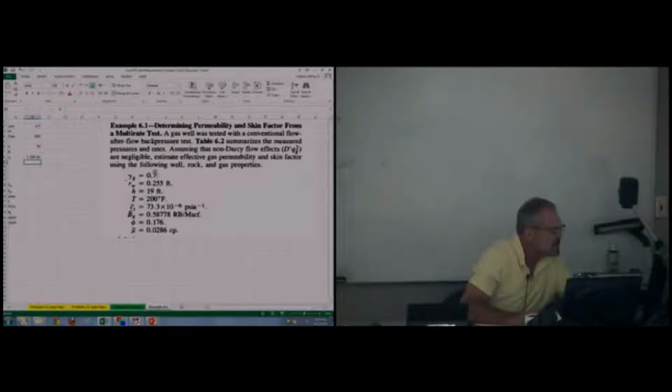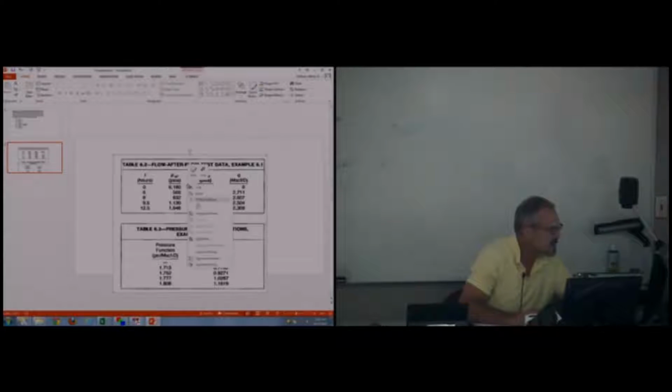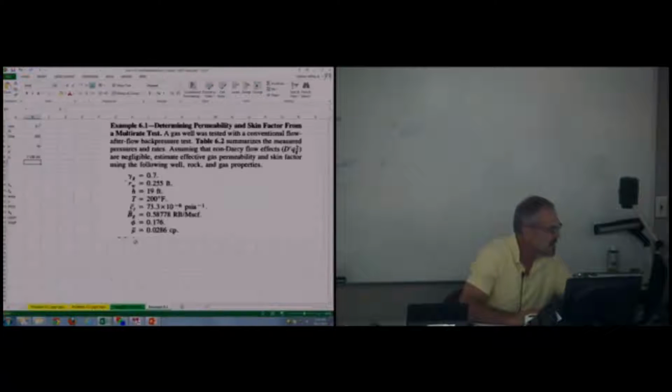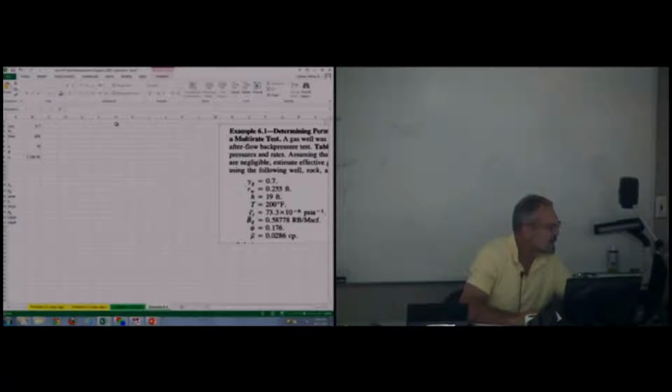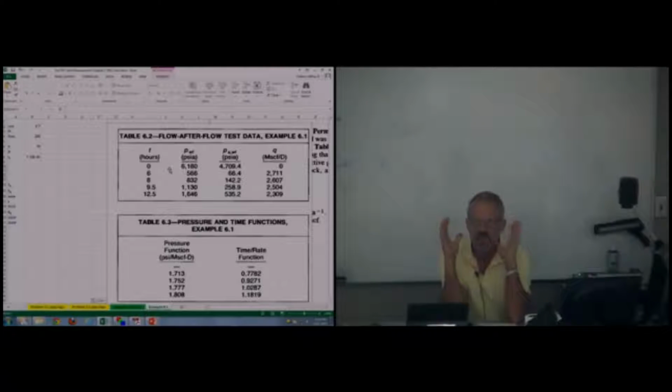How come I'm not told initial pressure? Oh, I know. We are. I'm sorry, we are. I got to get it from this other slide here. Okay, so we're testing a well. We have a pressure gauge in the well, and at time 0, we have initial reservoir pressure because we haven't produced anything.